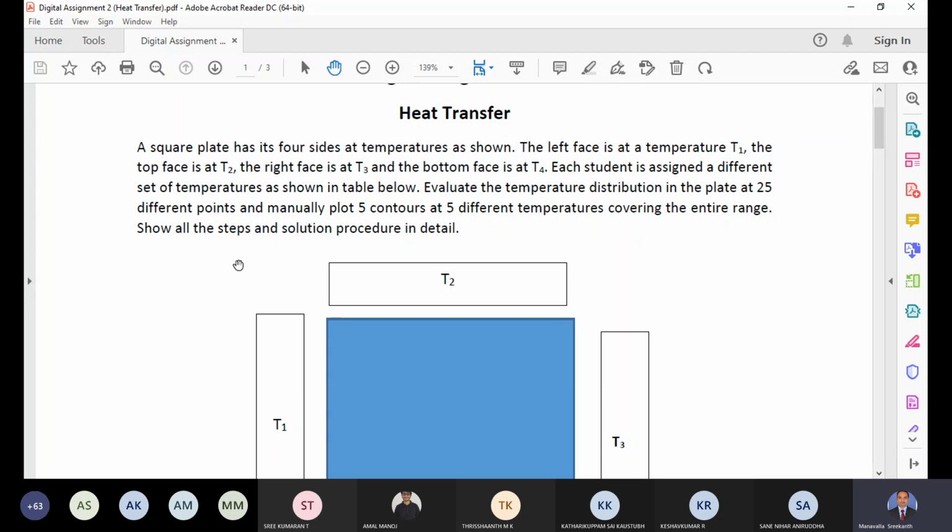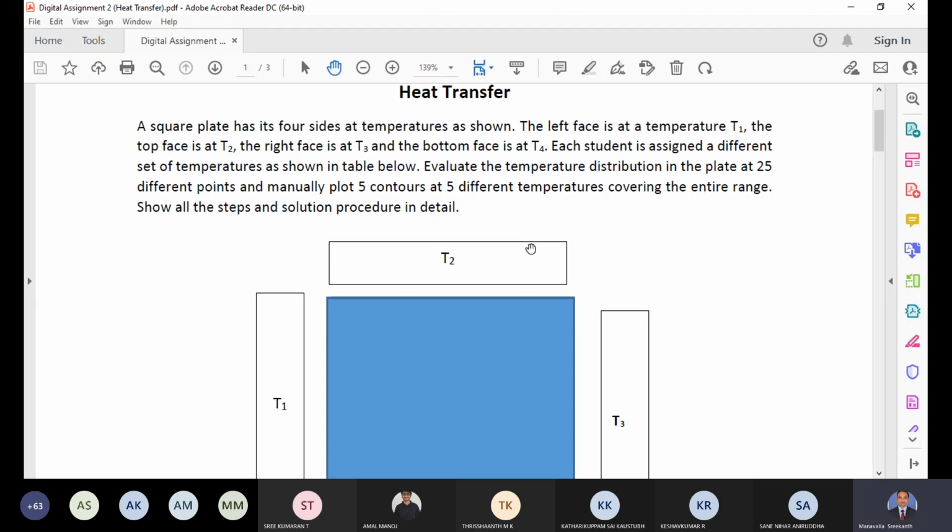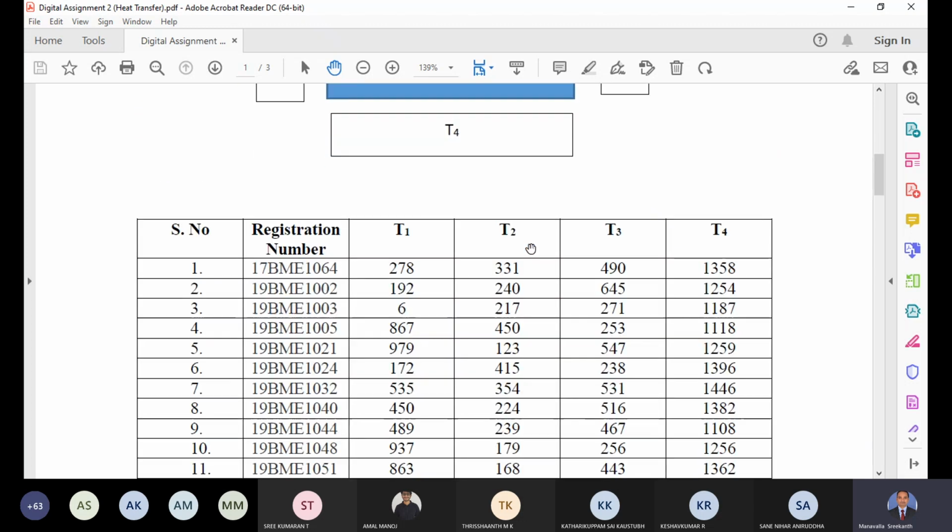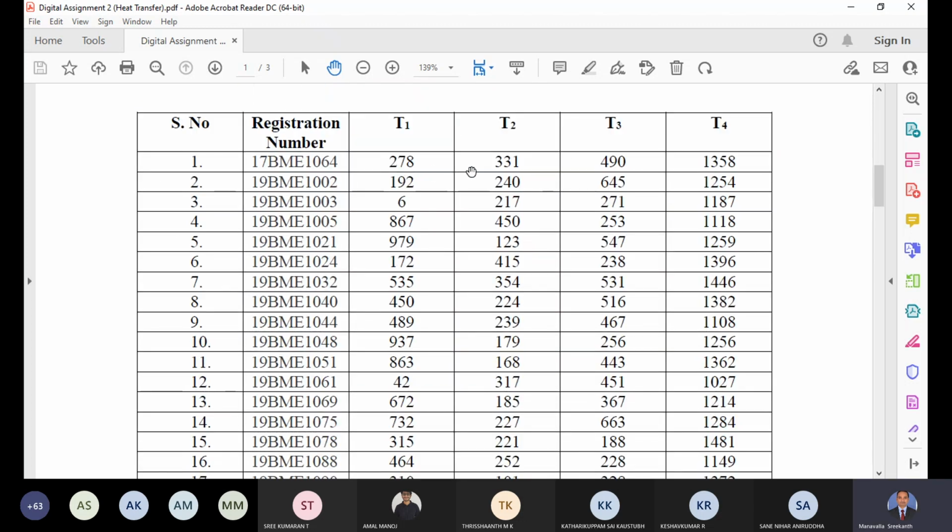Here there are 25 different points, and then, manually, not using software, plot 5 contours at 5 different temperatures covering the entire range. For example, for the first person, the minimum is 278 and the maximum is 1358. So choose 5 different temperatures. The first can be 300 degrees Celsius, second 500, third 700, fourth 900, fifth 1100. So in this range, from minimum to maximum, choose 5 different temperatures and plot the contours manually.